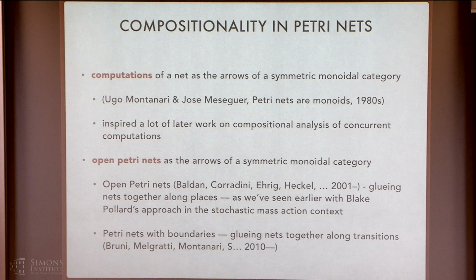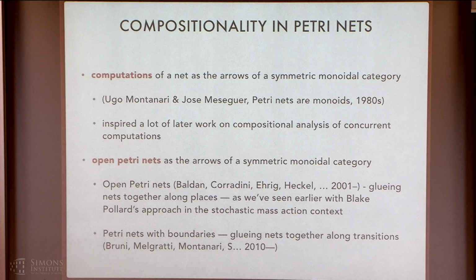So maybe I should start by saying something about compositionality in Petri nets in more generality and maybe the history of it. Petri nets are not often thought of as compositional, but actually there's been a lot of work on looking at the algebraic structure of nets. The way I look at it, there are really two different ways you can think about compositionality in Petri nets. One way is you can think about the computations as having some algebraic structure. There's a classical paper by Meseguer and Montanari, Petri nets are monoids, in which they considered the computations of Petri nets as a symmetric monoidal category. And this inspired a lot of later work. It was a very influential piece of work.